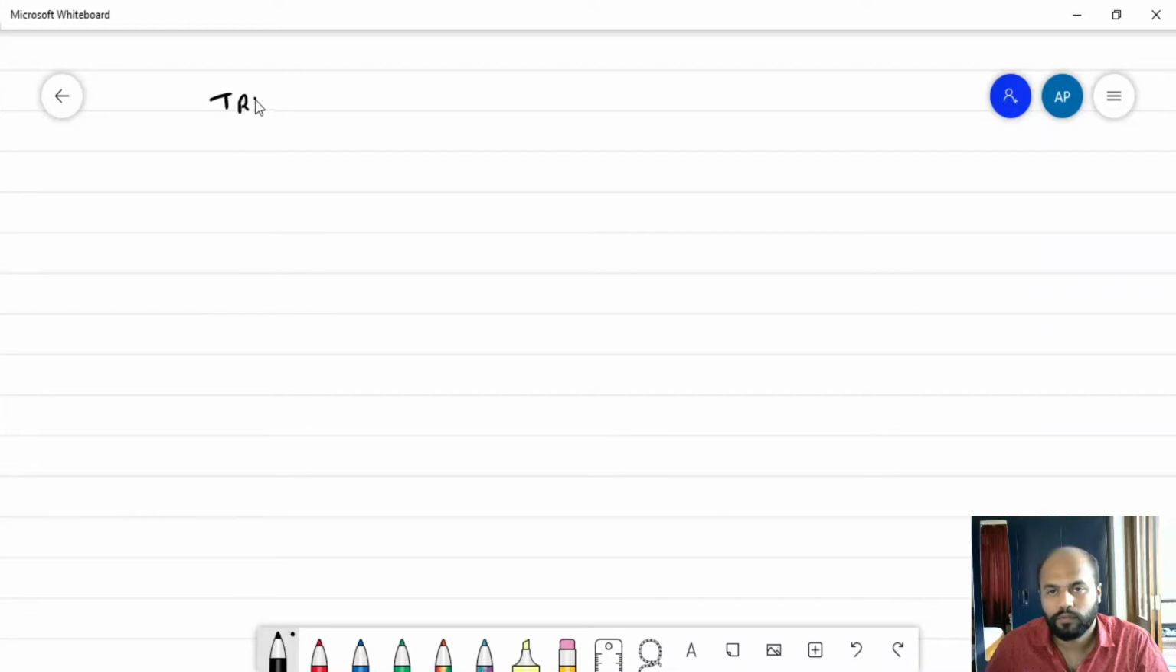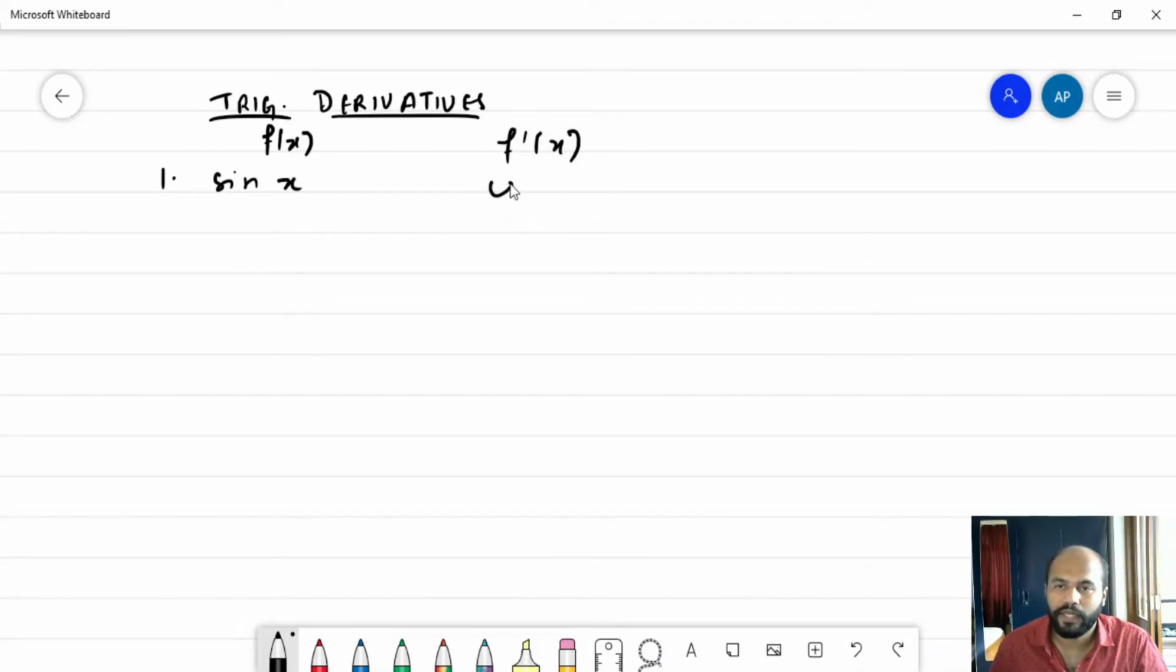So, let me just write it: trigonometric derivatives, or the derivatives of trigonometric functions. The first function is sin x. So let me just mention it this way, the function and its derivative. The derivative of sin x is cos x. The derivative of cos x is minus sin x.